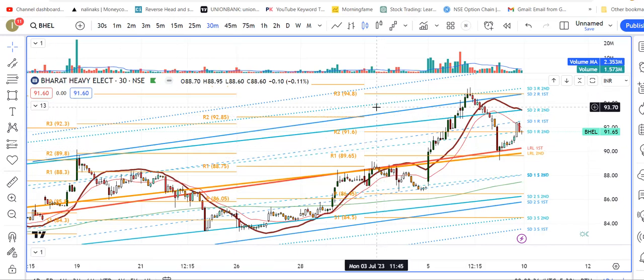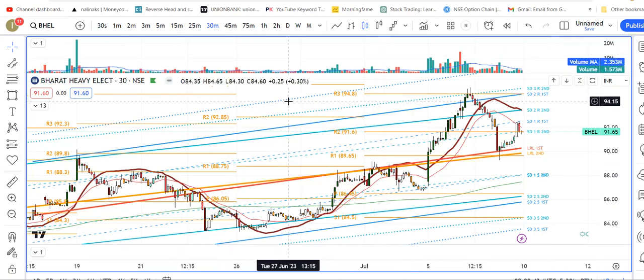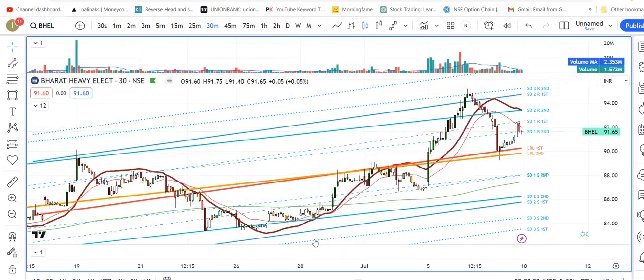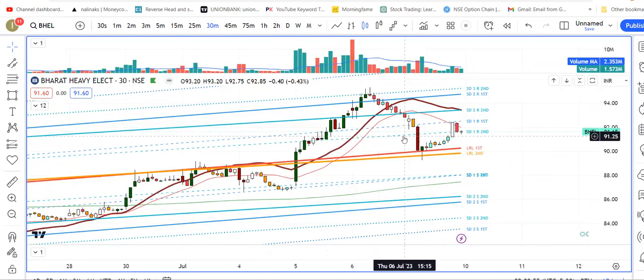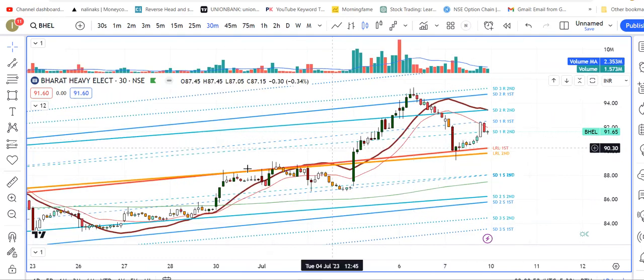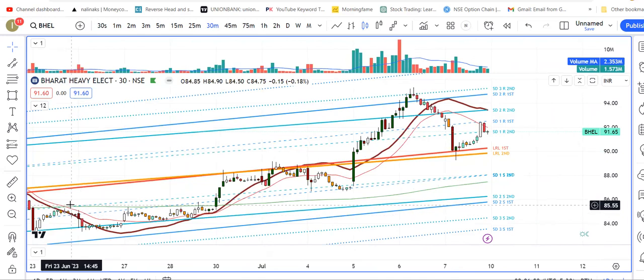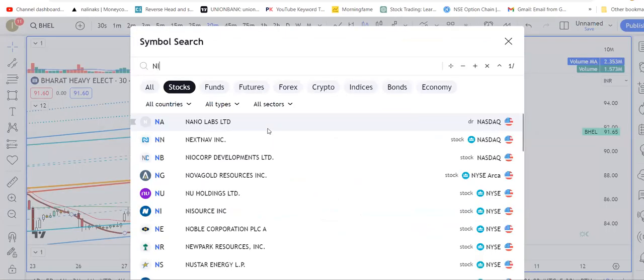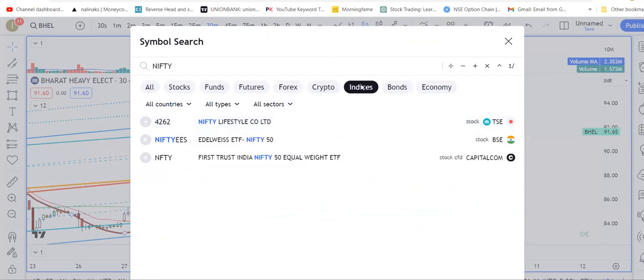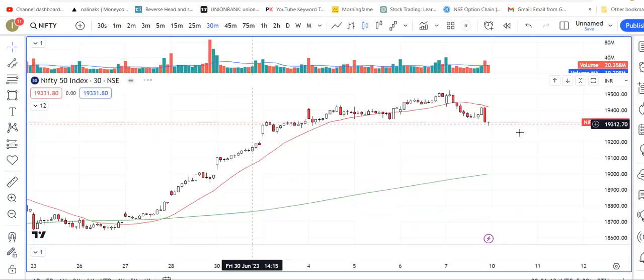Before closing, let me show you what is happening in the index. Let me type the indices. Let me remove these pivots so that they are not cluttering the chart. I'm keeping only the regression channel as my tool to see where the supports are. And let us go to the indices over here. I'm applying the Nifty chart.